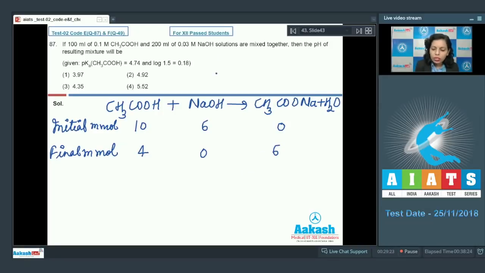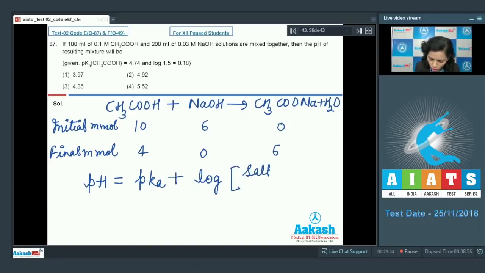Now, the question is to find out the pH value here. Basically, this mixing results in the formation of acidic buffer, because in this case, we have acetic acid and sodium acetate. So basically, it's an acidic buffer, and for acidic buffer, if you want to find out the pH value, that would be equal to the pKa value plus log of concentration of salt upon the concentration of acid.